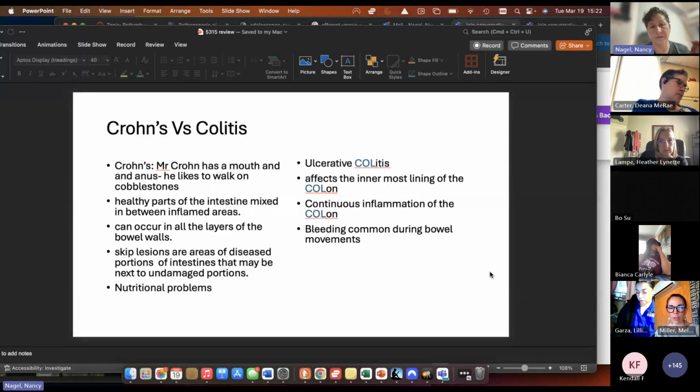But taking it one step further, if you think about the purpose of the colon, the majority of what the colon does for us is reabsorb water, right? Our nutritional uptake is going to be occurring in the small intestine and not so much in the colon. So when people have nutritional problems related to this type of stuff, it's usually Crohn's, not the colitis.